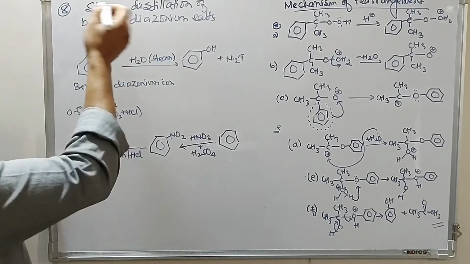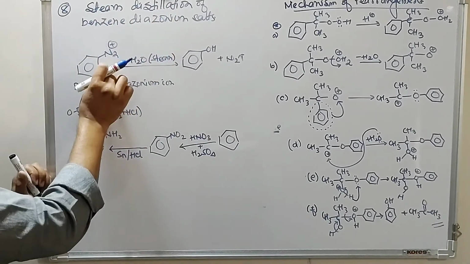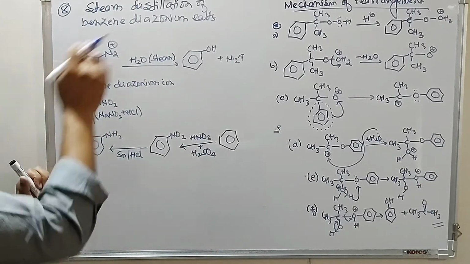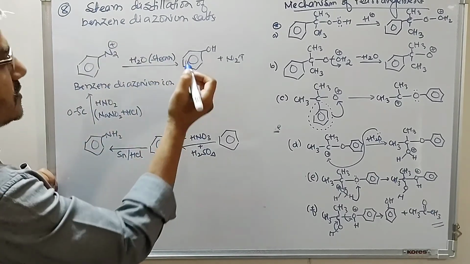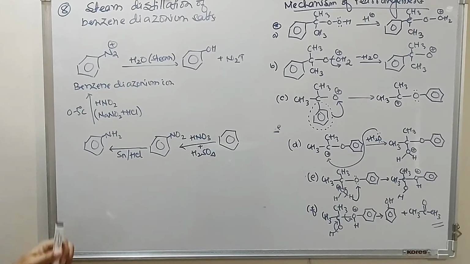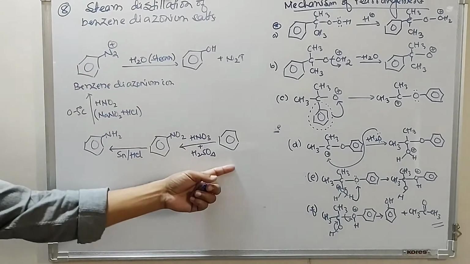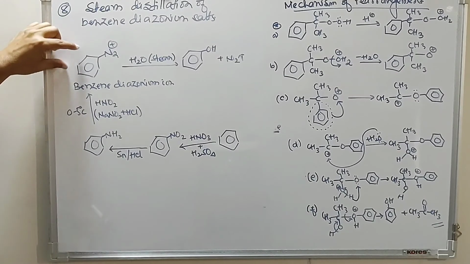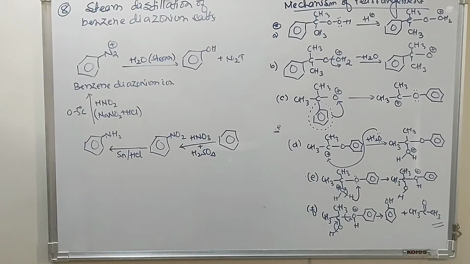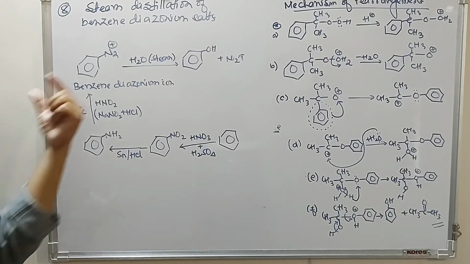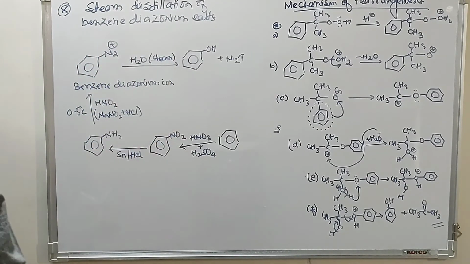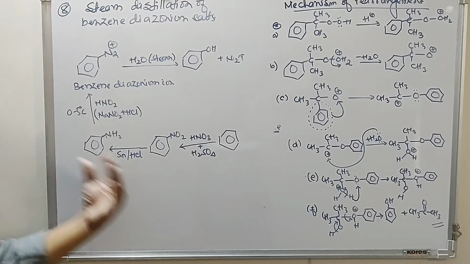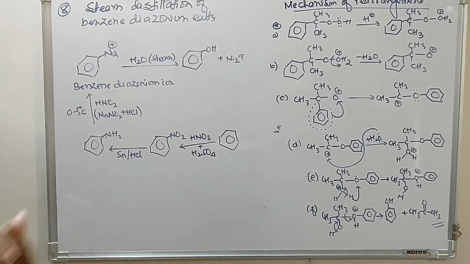So this is from benzene diazonium salt, but we can also start from benzene. So this is how we prepare the diazonium ion from benzene. Or if the question says just write a step from diazonium salt, then we have to react with steam. So this is known as steam distillation of benzene diazonium. So these are the methods by which we can prepare phenols.